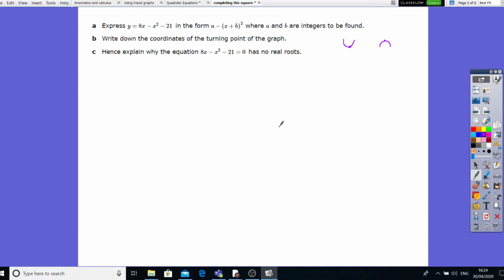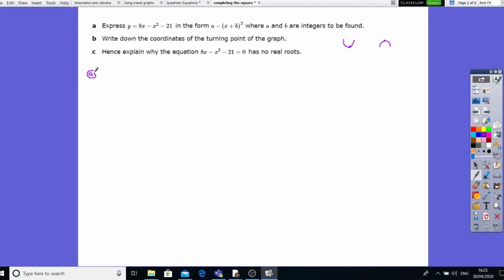And then hence explain why this equation has no real roots. Okay, we'll deal with that in a second. Right, first things first, let's try to complete the square here. So let's start with part A.